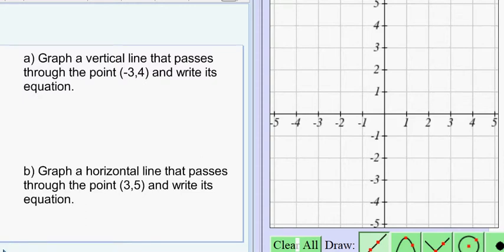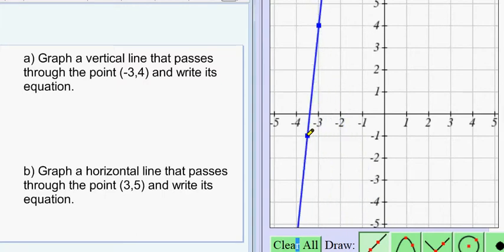In this problem, we're asked to graph a vertical line that passes through the point -3, 4 and write its equation. Remember that vertical lines are lines that go up and down. So the fact that it passes through -3, 4 means I'm going to start by going over in the graph and picking point -3, 4. The fact that it's a vertical line means that it'll look like this.